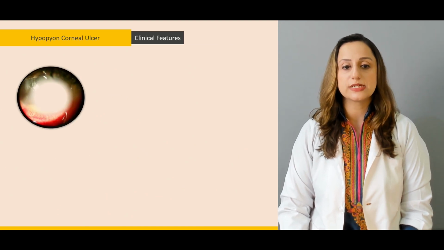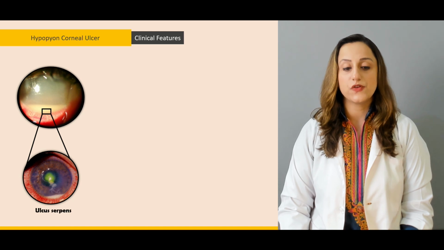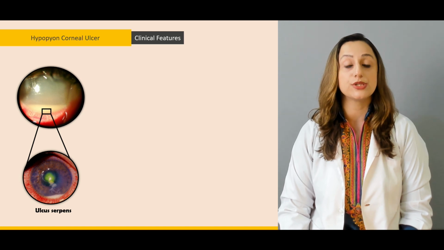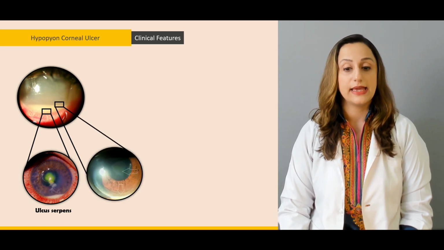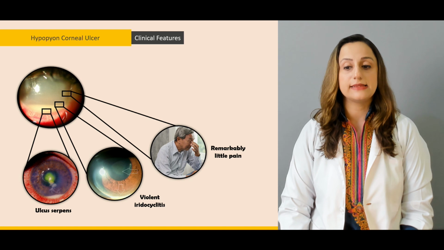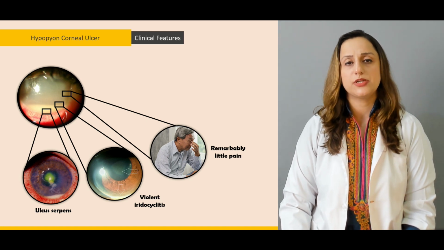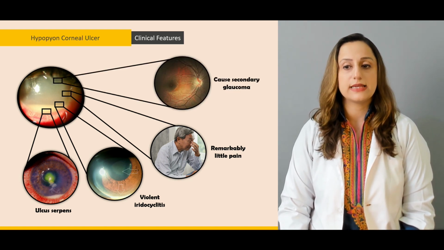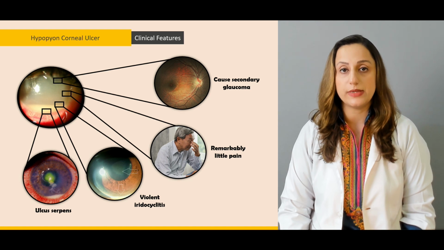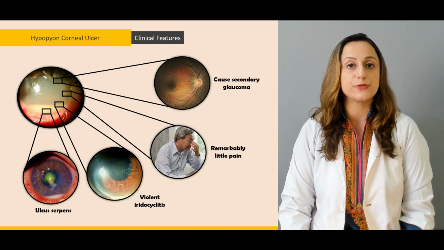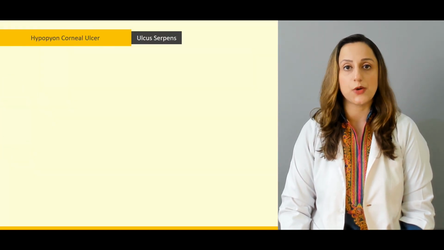The clinical features would consist of this kind of an ulcer serpens. So you have to appreciate the fact that Streptococcus pneumoniae is usually the causative organism in these cases. The violent iridocyclitis is again very important, and then we have remarkably little pain. The patient would give you a history of pain and infection in the iris, and secondary glaucoma would also be one of the factors over here. So these are the usual clinical features that you're going to observe in these patients, and you should document them for further evaluation.